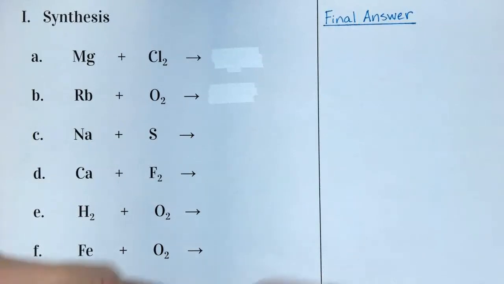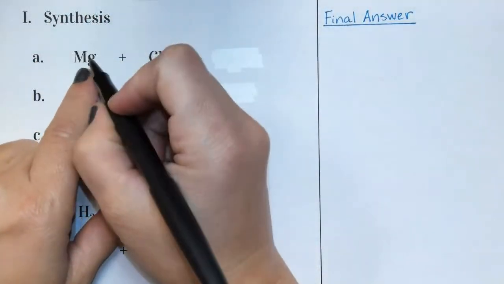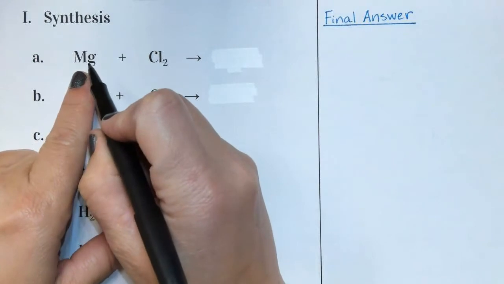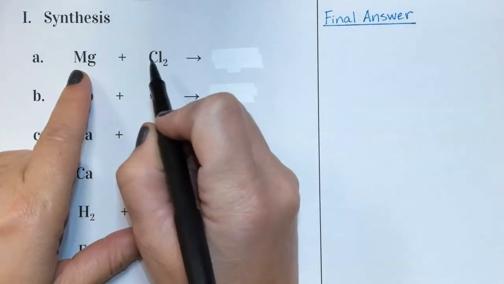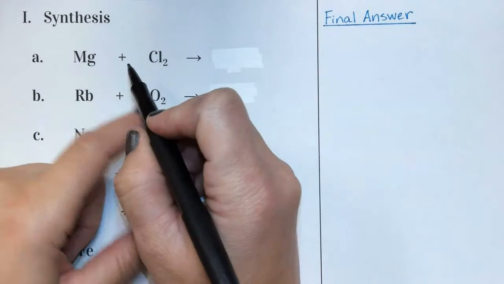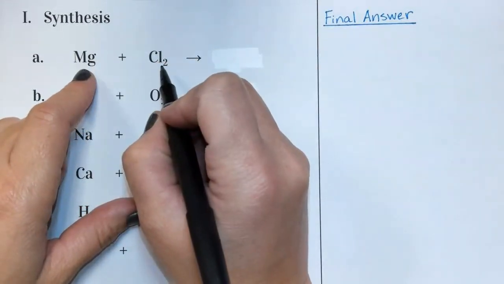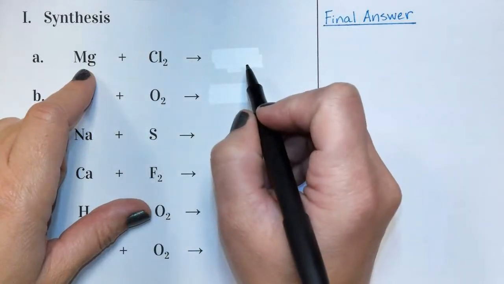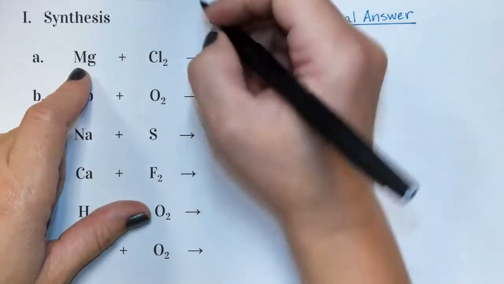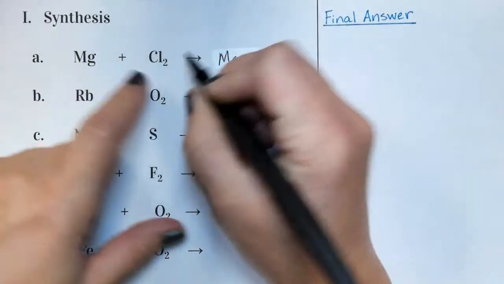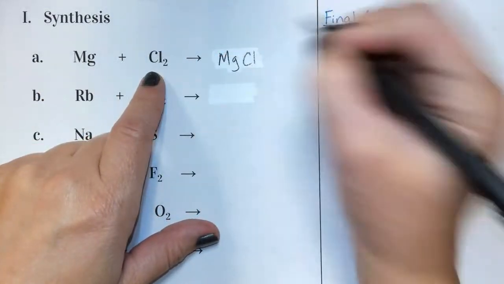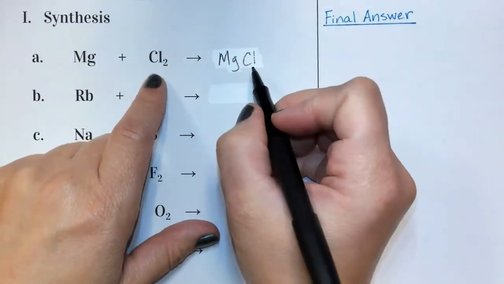How to predict products of synthesis reactions. So first of all, we are taking two single elements, magnesium and chlorine, and we are combining them to form one product. We do not carry over subscripts from the left side to the right side. So I'm going to write magnesium, and then I'm going to write chloride, because this changes from chlorine to chloride.